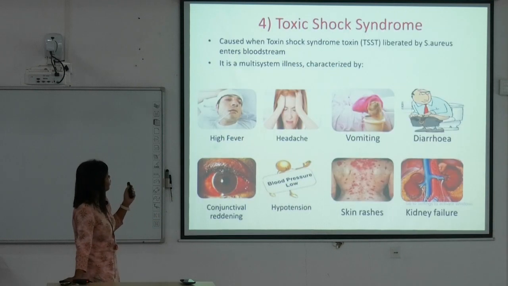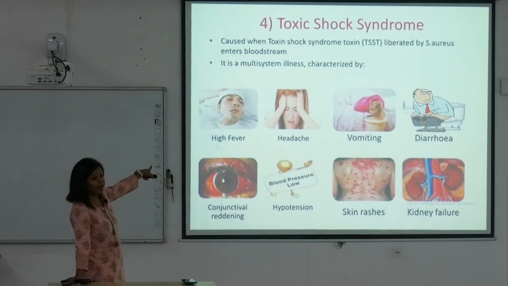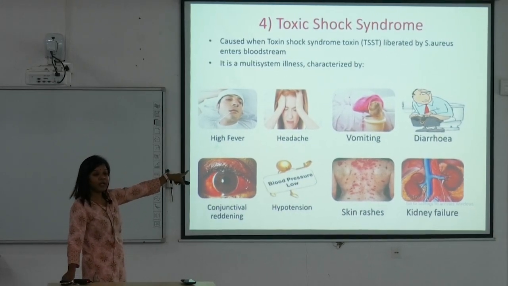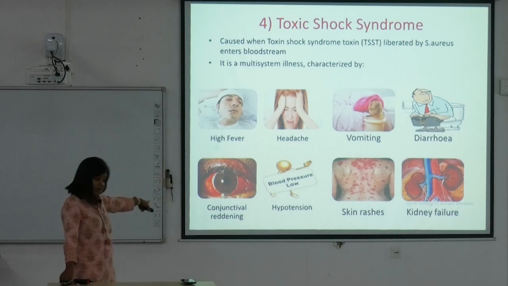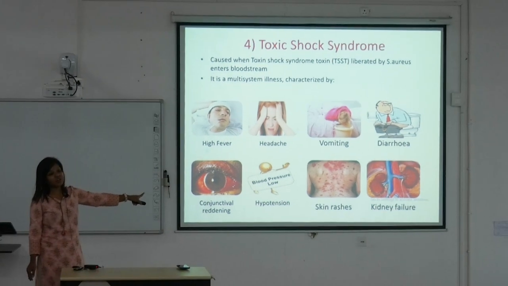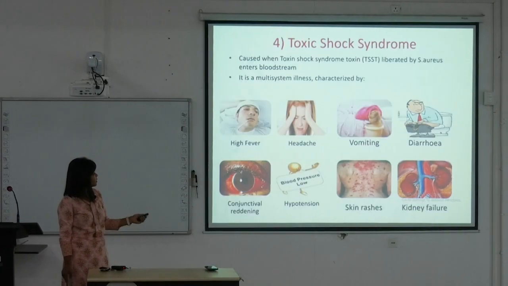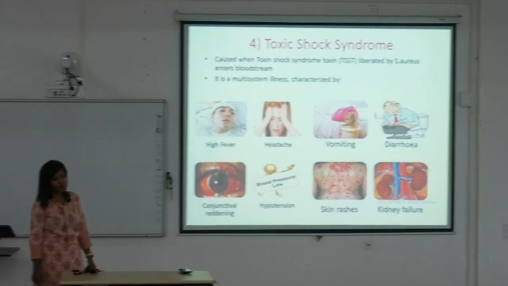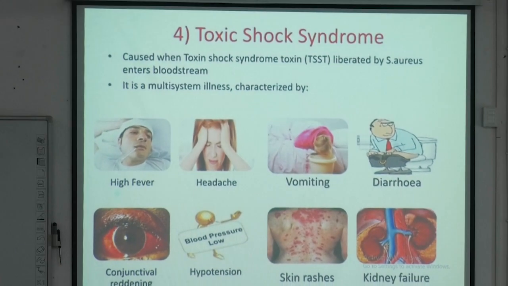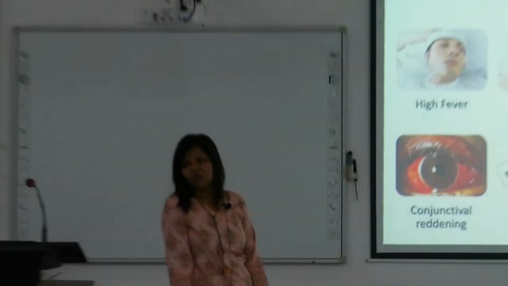Next is this thing I told you. These are the symptoms of toxic shock syndrome. Okay. First is high fever, headache, vomiting, diarrhea, conjunctival reddening, low blood pressure, skin rashes. These are typical skin rashes. And kidney failure. Not only kidney failure, it is the first symptom of multi-organ failure, which is the most severe form of sepsis, bacterial sepsis. Okay.